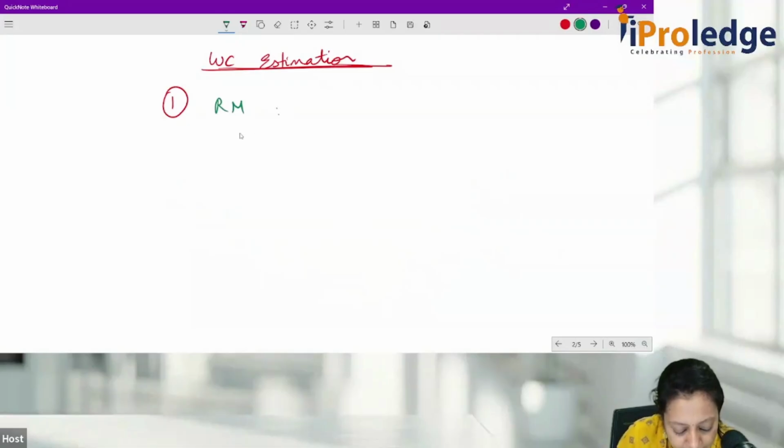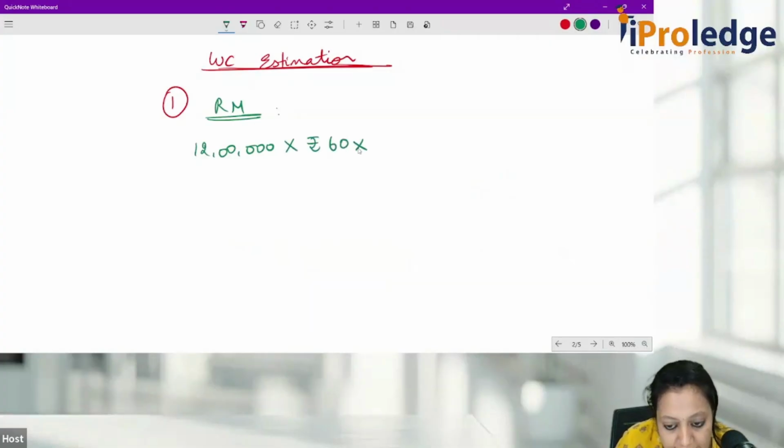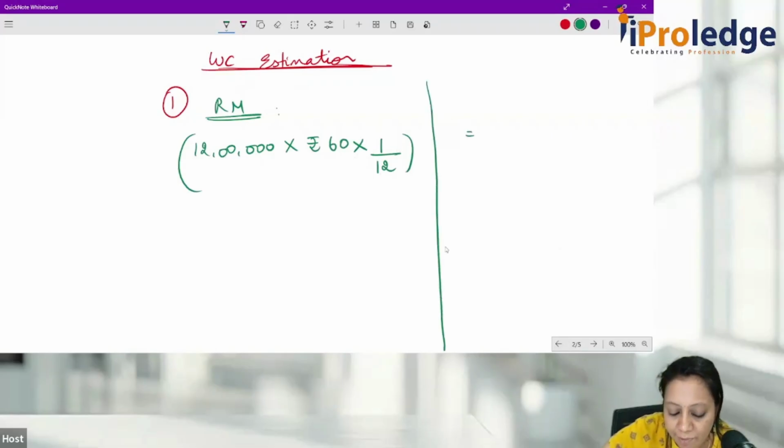Raw material, that is going to be 12 lakhs. The question is in the PDF, so directly I will do it. So it is going to be 12 lakh units into what is the cost of raw materials, my dears? Rupees 60, into what is the wait time for raw material? It is given in the third row of the table, 1 month consumption. So 1 divided by 12. So in 1 year, what is my raw material cost? That I'm finding out. So 12 lakhs into 60 is 60 lakhs.